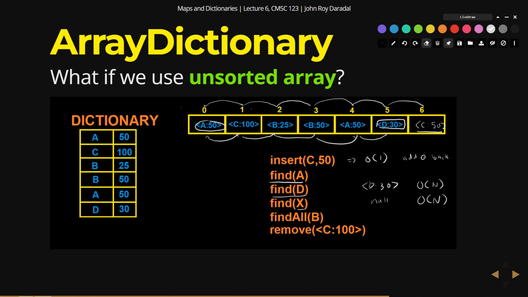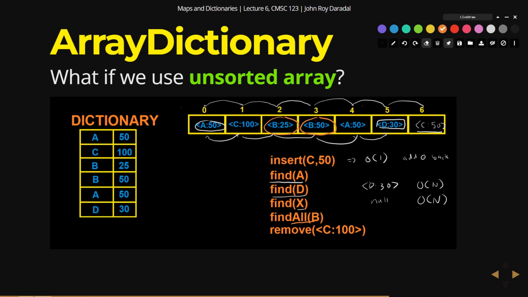And then for find all B, you also need to traverse through the whole array just to return these two items that are in the middle, because you don't know if there is a B entry somewhere else, right? So you don't stop midway just because you found some B entries, because you need to find all B entries. You need to go through the whole array to make sure that you've returned all B entries, right?